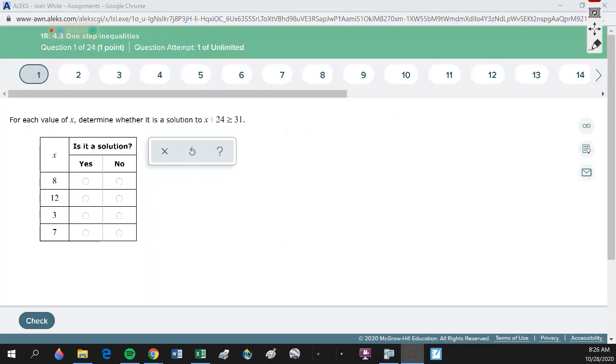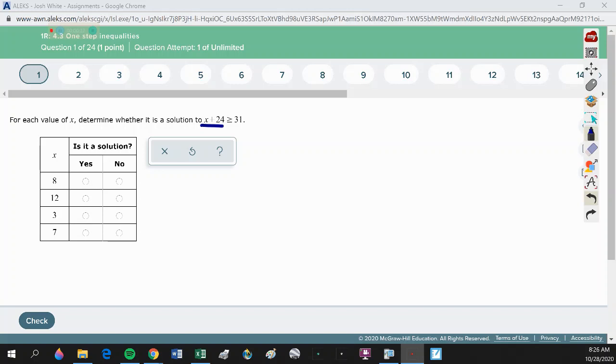Okay, today we're going to do 4.3. So we're going to be solving inequalities, kind of simple inequalities. So this first one asks, if x plus 24 is greater than or equal to 31, then which of the answers here are valid?